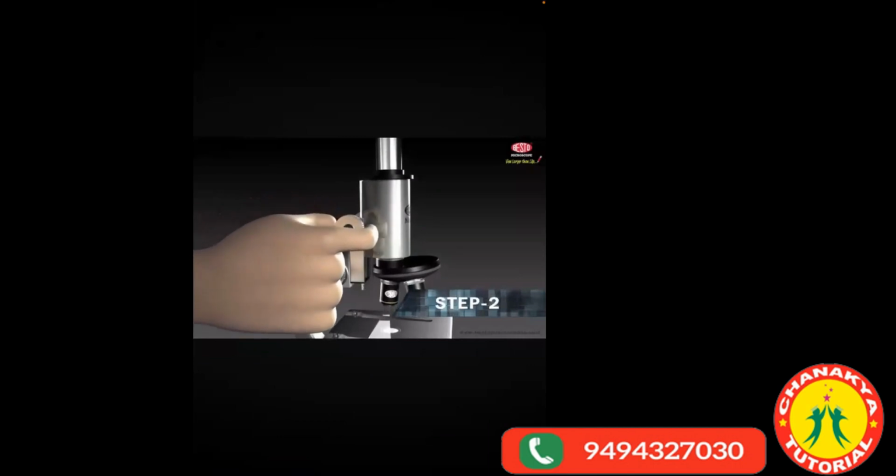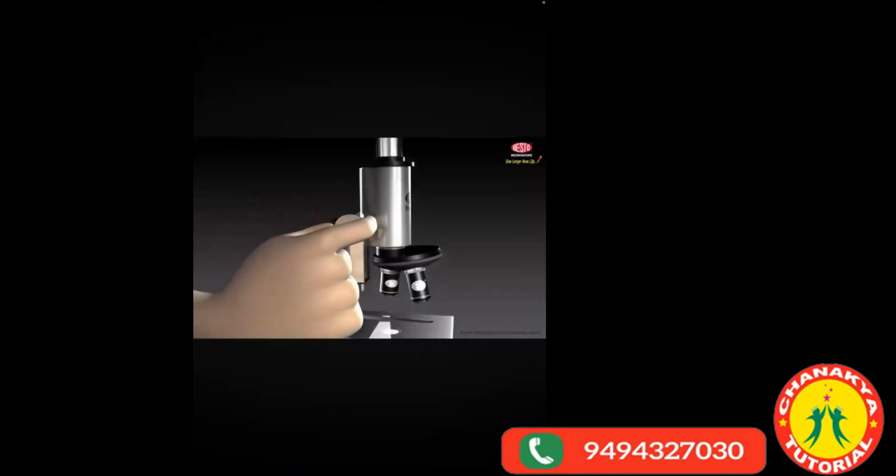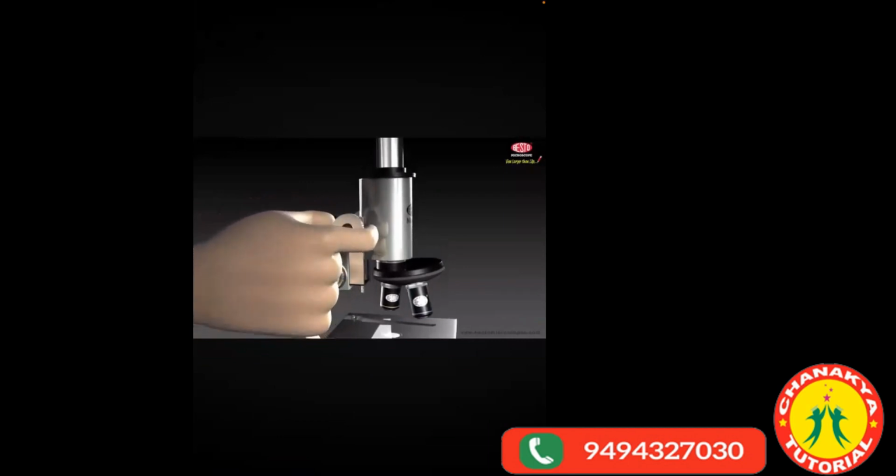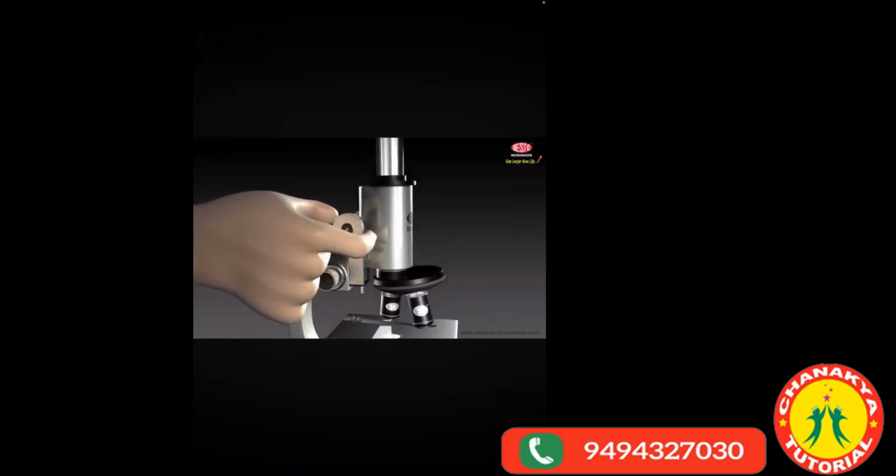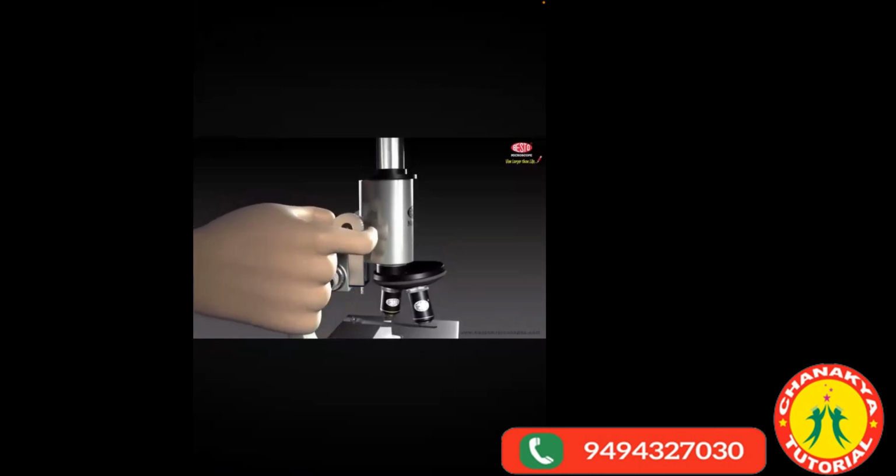Use the coarse adjustment knob to raise the objective so that its lowest end is about 1 inch, 2.5 cm, above the stage. In all microscopes, aperture control is by iris diaphragm. At this stage, open it fully.